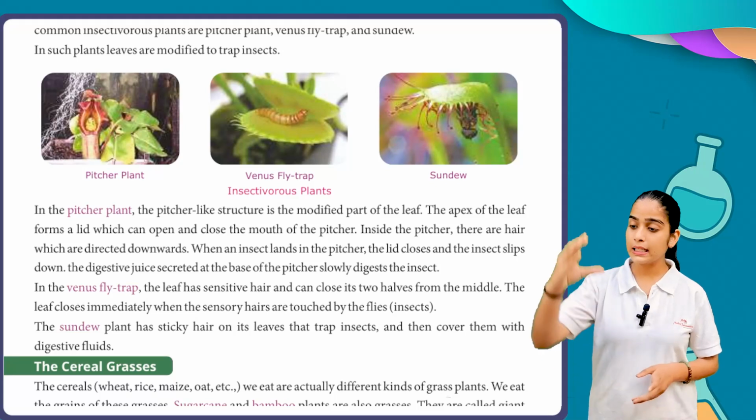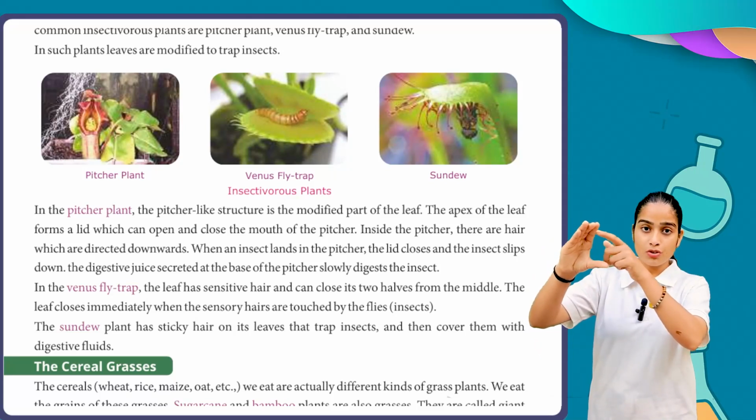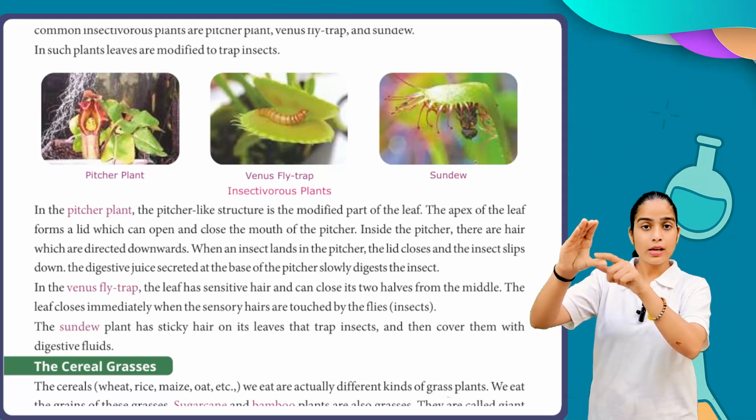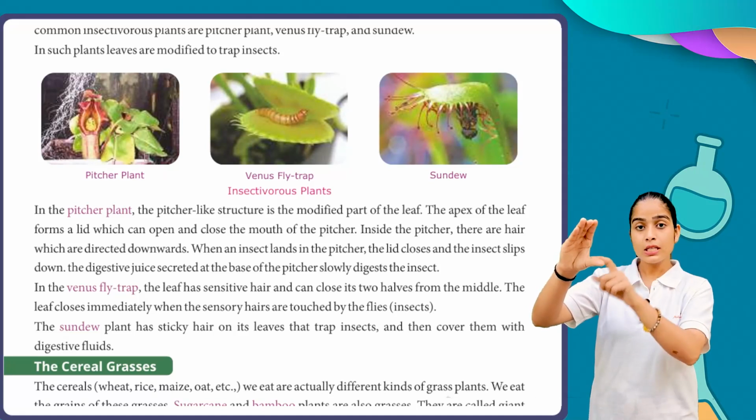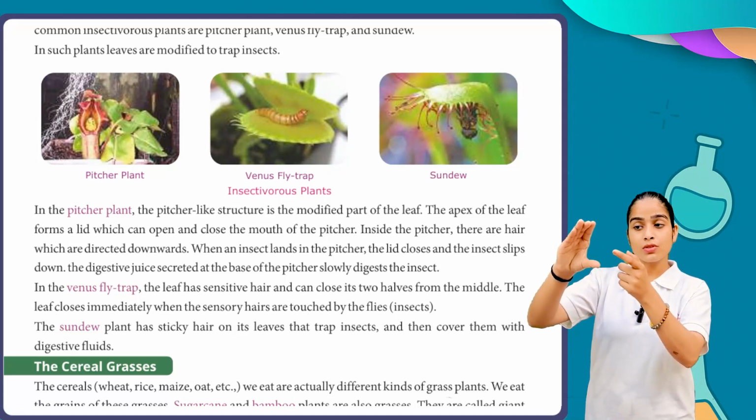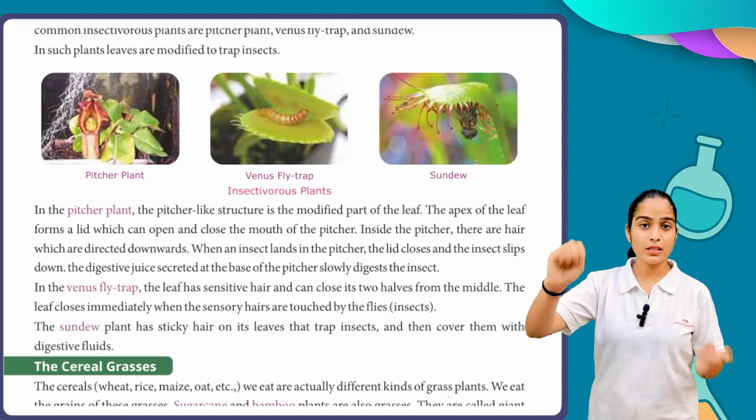So what we understand here is that it is a structure like this. When insects sit inside, there is a hair-like structure. With this hair-like structure, they produce digestive juices and close their mouth like this, and further this insect gets digested by the pitcher plant.